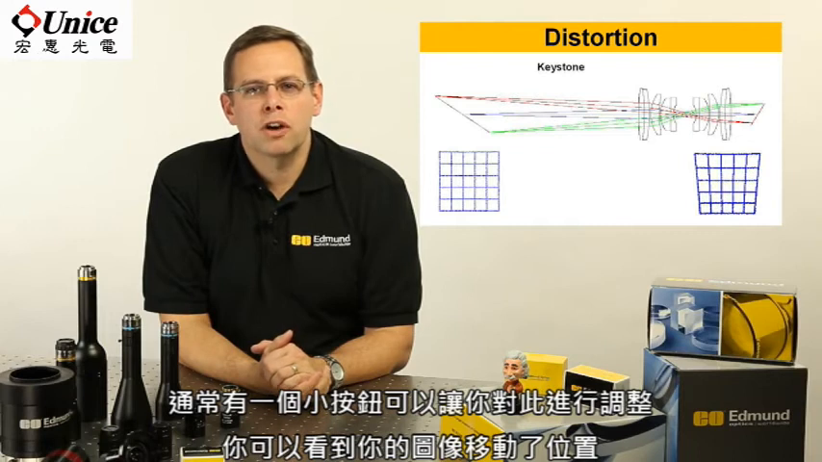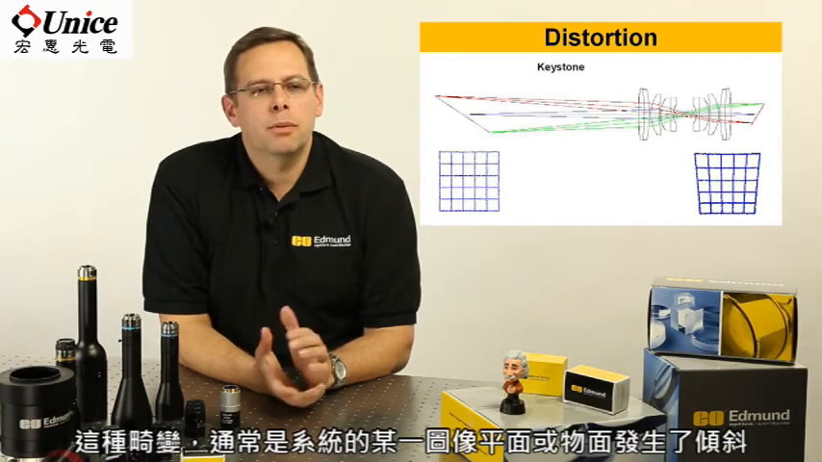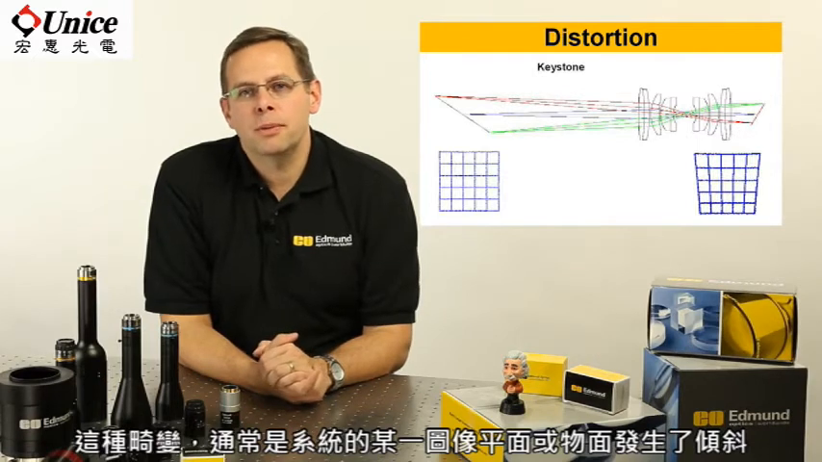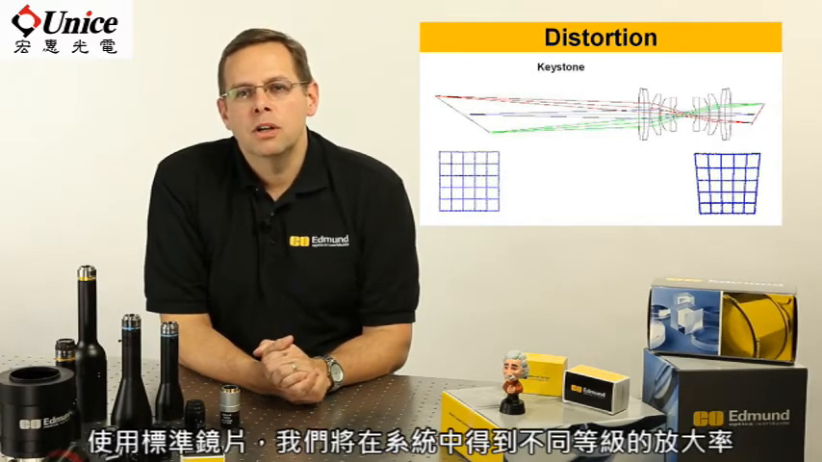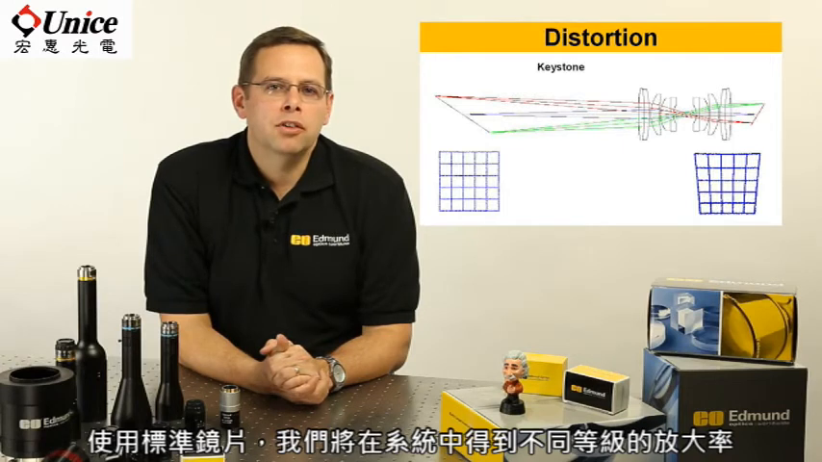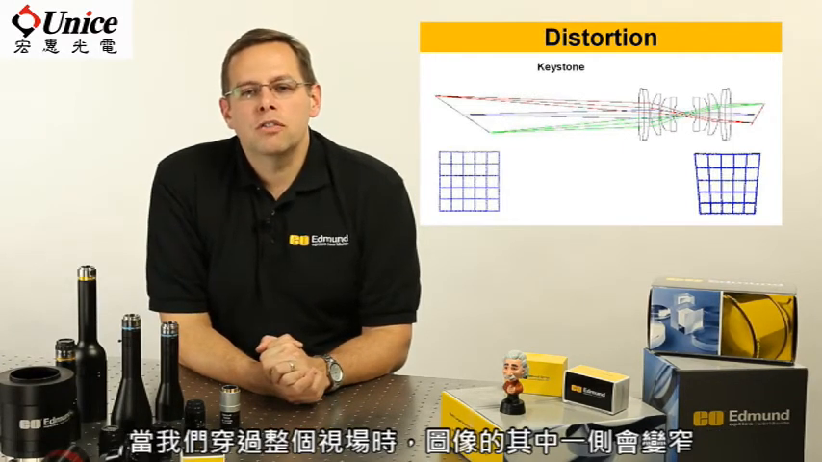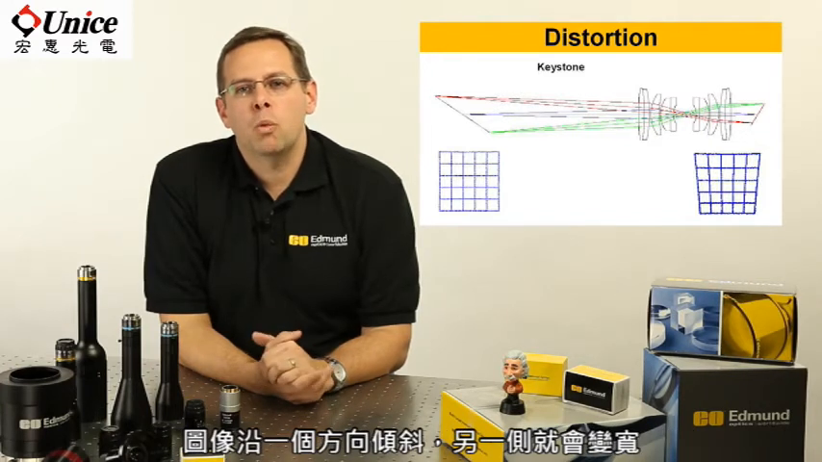What comes into play with that sort of distortion is generally a tip or a tilt in either the image plane or the object plane of the system. We're getting different magnification levels in this system with a standard lens at least. And as we go across the field, it's going to get narrow at one side where the tip is in one direction and it's going to get wider in the other.